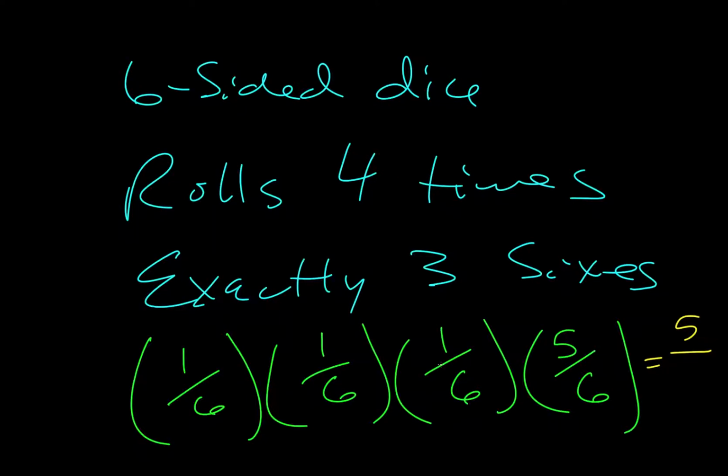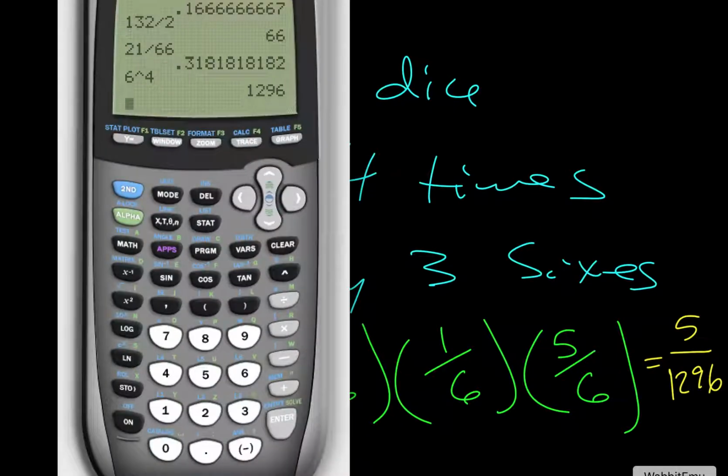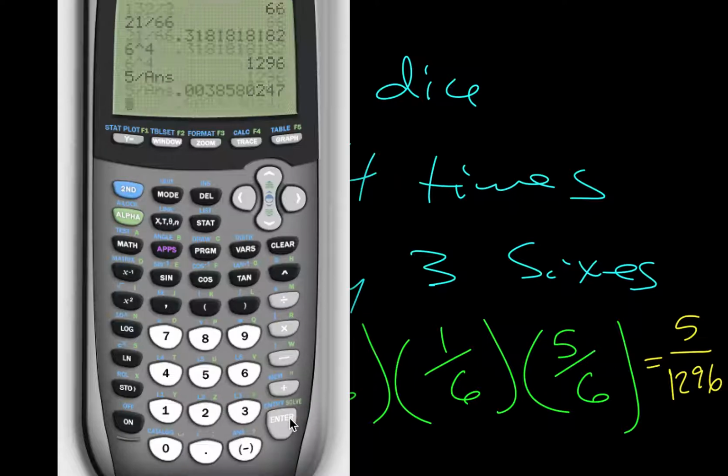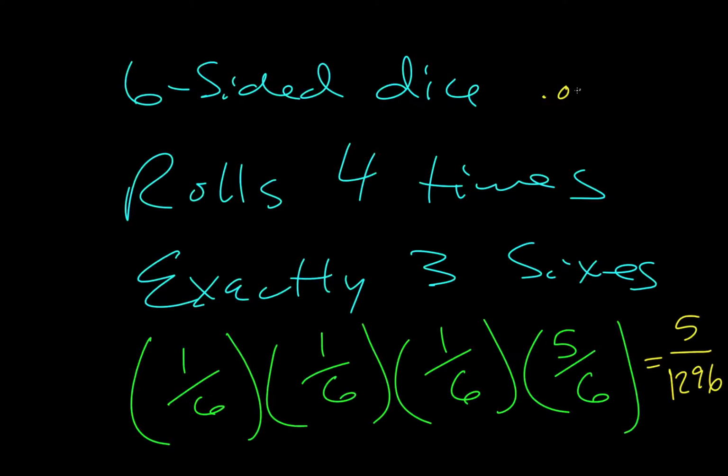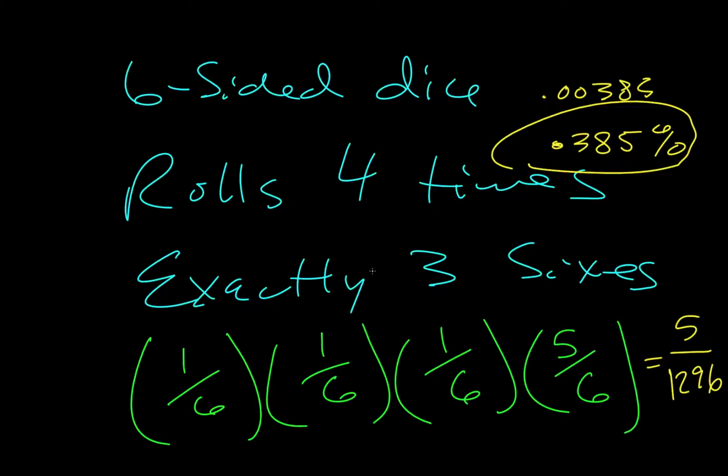is 1296. And then we just do 5 divided by that. And we get 0.00385. And so it's less than 1%. So it's actually 0.385%. So it is very unlikely that that will happen, but that's just how it goes.